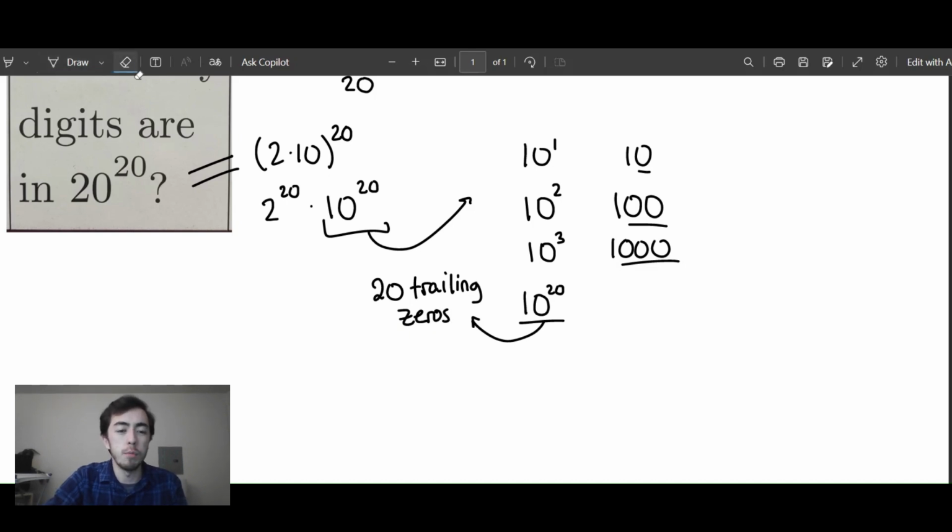Now we've got to figure out how big 2 to the power of 20 is. Well, surely it's not as big as 10 to the power of 20, so this thing shouldn't have 20 digits all in itself. And I'm trying to think if there's a clever way to figure out how many digits I have here, besides just trying to compute the number. Like, it won't take me that long to figure out what 2 to the power of 20 is.